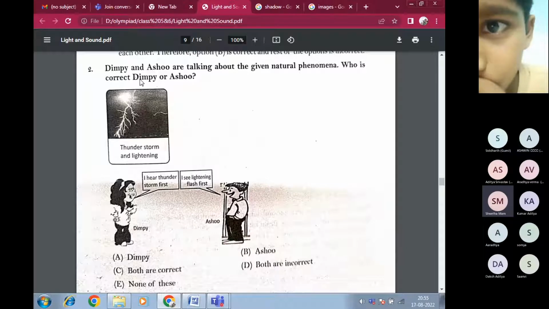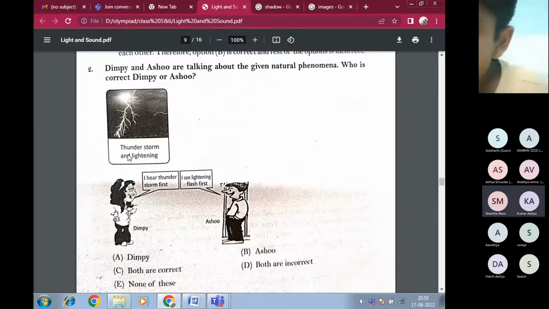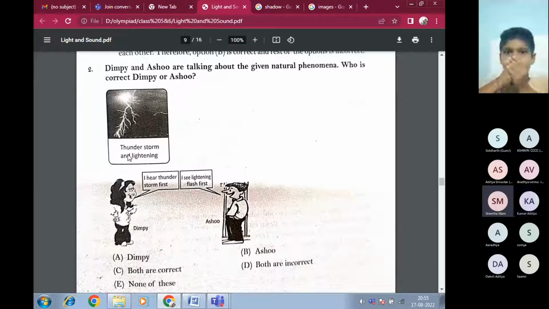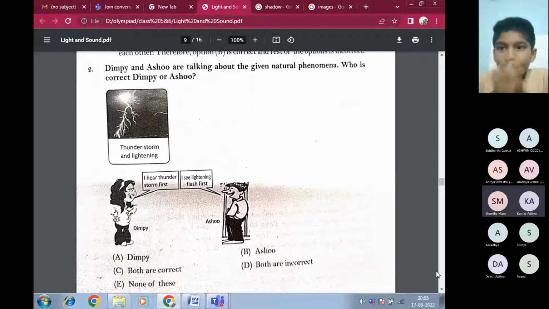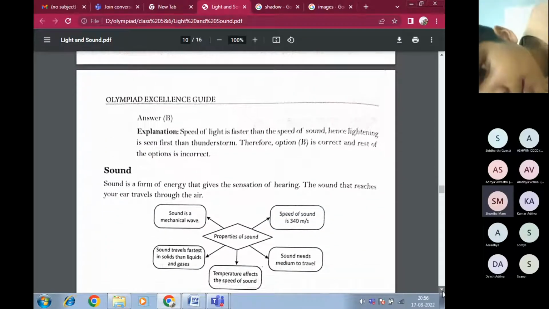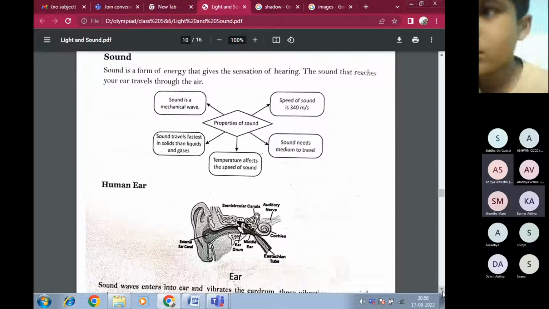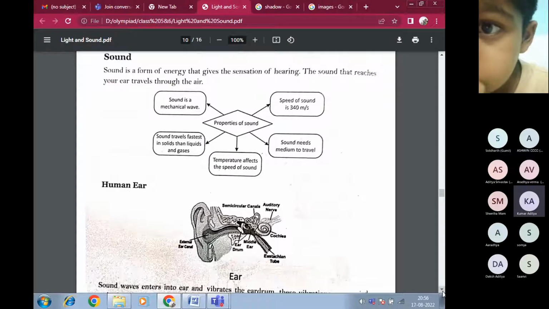Dimpy and Ashu are talking about the given natural phenomena. I hear thunderstorm first. I see lightning flash first. Which is first? Ashu is correct, ma'am. Ashu is correct because the speed of light is faster than the speed of sound. If not, there would be no lightning and they would hear the sound first only. The speed of light is 80 crore meter per second.